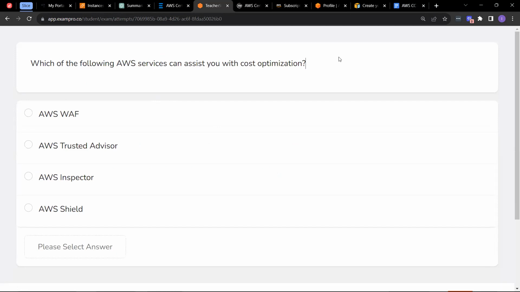Which of the following AWS services can assist you with cost optimization? Cost optimization.